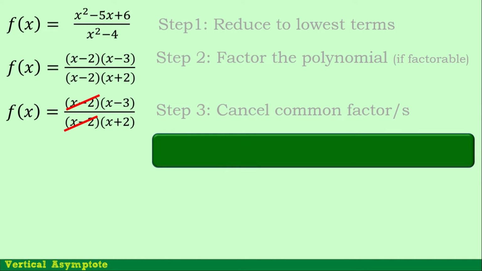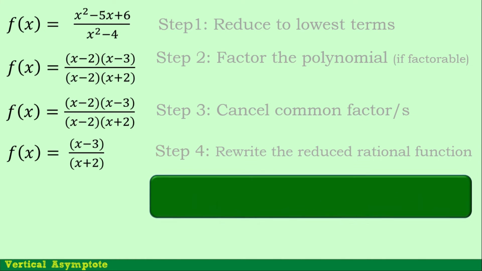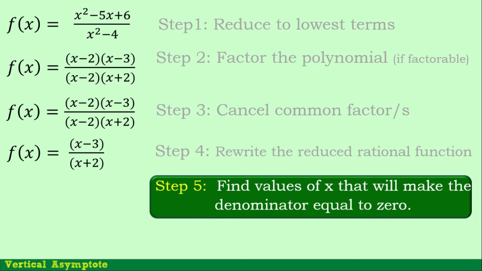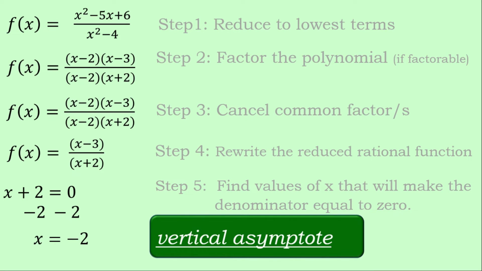Step 4 is we are going to rewrite the reduced rational function. Since we already canceled out x minus 2, our next step will be to find the values of x that will make the denominator equal to 0. Our denominator here is x plus 2. So let's take that out and equate that to 0 like this. Let's subtract both sides by 2 to cancel out 2 to find the value of x. So we are left with x is equal to negative 2 as our vertical asymptote. Again, our answer here is x is equal to negative 2, and that will be our vertical asymptote.